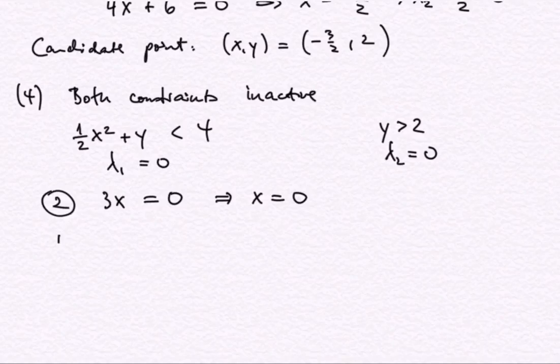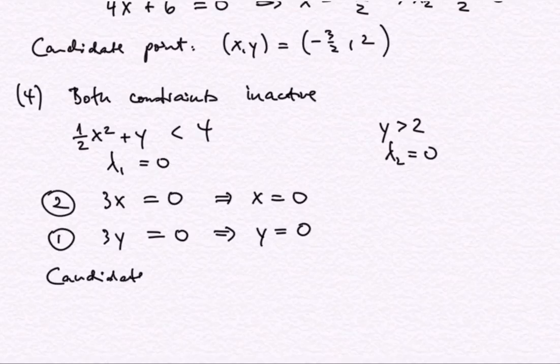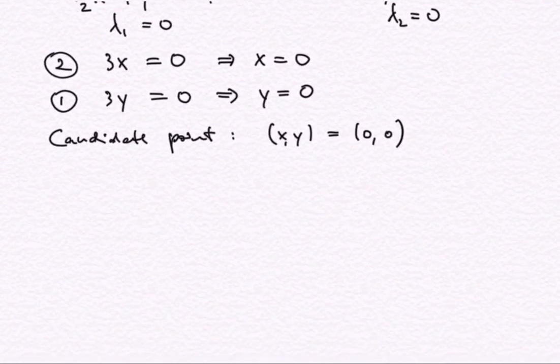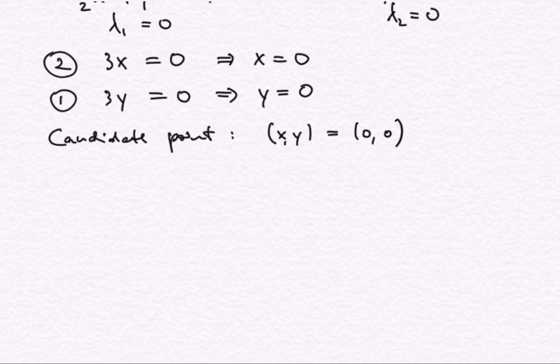Then I get from condition 1, since now lambda 1, lambda 2, and x are equal to 0, this reads now just that 3 times y is equal to 0, and we get that y is equal to 0. So I get another candidate point where everything is equal to 0. And now I have gone through all 4 possible configurations of activity and inactivity of the constraints. I have exhausted the set of points that satisfy the Kuhn-Tucker conditions. I am left with 4 candidate points, and I can check the maximality of those 4 candidate points.